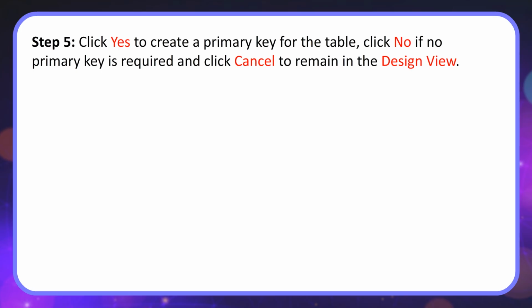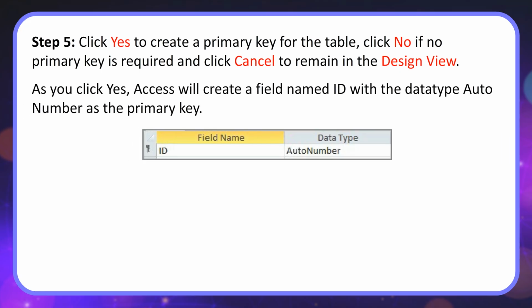Step 5. Click Yes to create a primary key for the table. Click No if no primary key is required and click Cancel to remain in the Design View. As you click Yes, Access will create a field named ID with the data type auto number as the primary key. Setting a primary key.